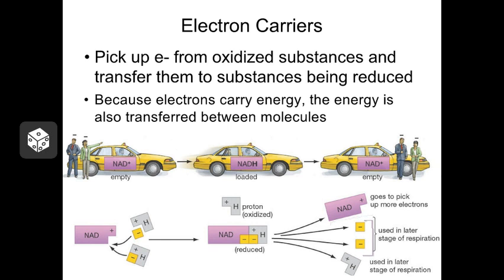Another way to think of these electron carriers is either as a taxicab or as a dump truck. I like the dump truck, but let's look at the taxicab. Here we have a taxicab that is empty. This is the oxidized form, NAD+. When it's loaded with passengers, it's full of energy. It's the reduced form. It can then travel somewhere else in the cell and dump its passengers out, becoming oxidized again.